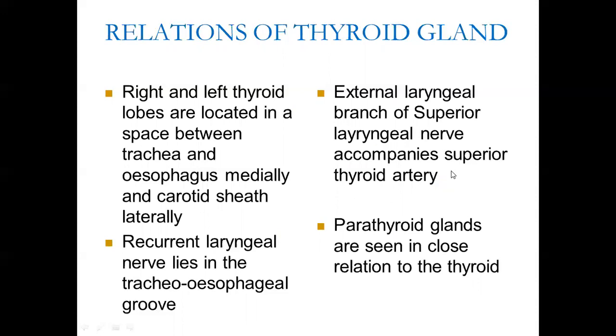superior thyroid artery. Similarly, the parathyroid glands, you have two superior and two inferior, but the number may vary from 2 to 9. And they're usually seen on the posterior aspect of the thyroid gland and in close relation to the thyroid. That will be dealt with in the topic on parathyroid glands.